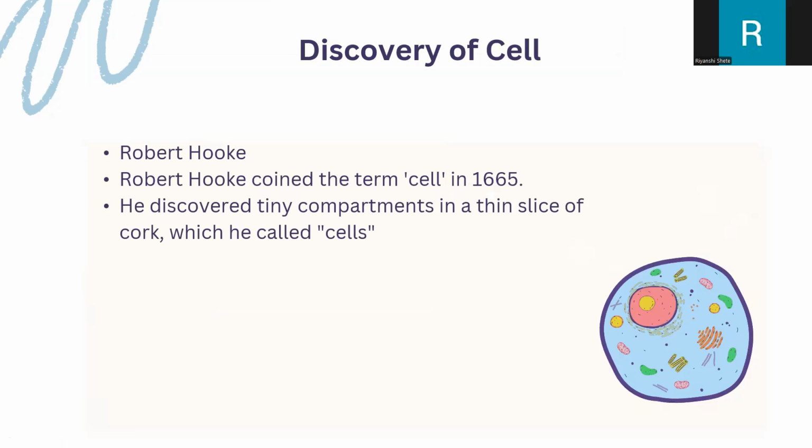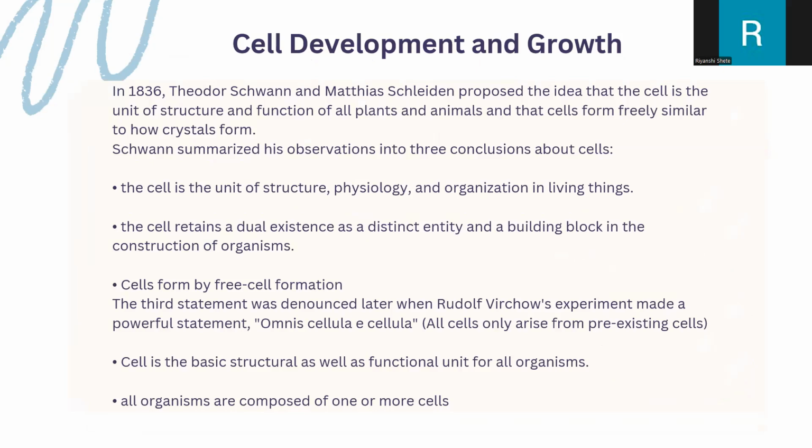Next is the discovery of the cell. If we are learning about the cell, we should know who discovered it. Robert Hooke discovered the cell and coined the term cell in 1665. He discovered that in a slice of cork there are small compartments, and he named those small compartments cells, because he observed that they looked like small rooms. Therefore, he named them cells.